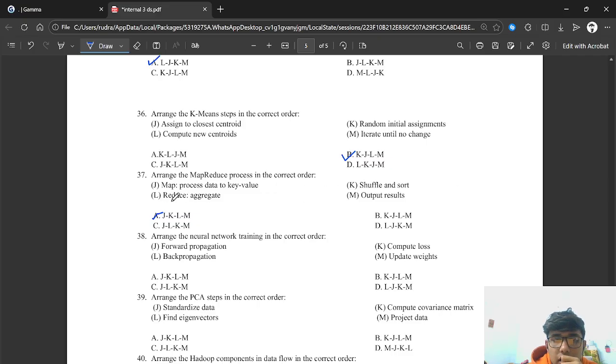According to the MapReduce process, the correct order is A, JKLM, where we start with the process of mapping the process data with the key value. Then we shuffle and sort. The reduce aggregate function is applied, and then the results are outputted.